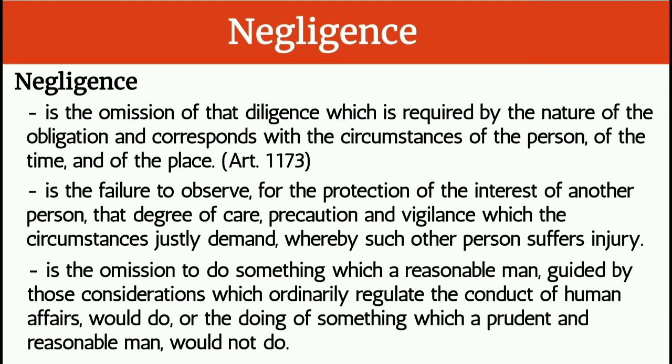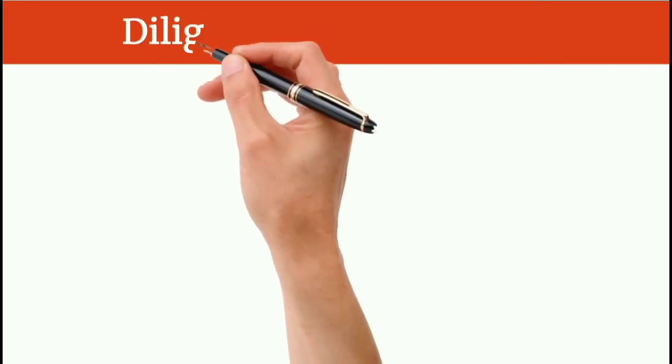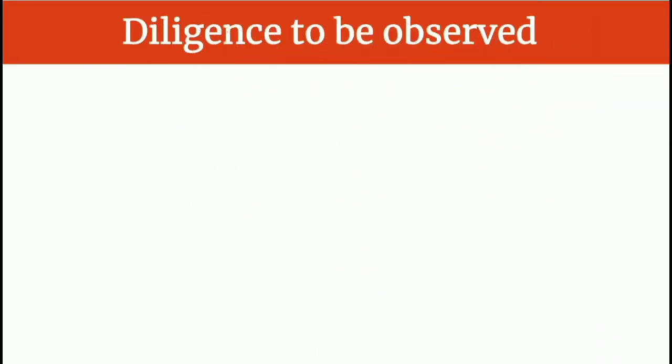As you can see, ang dami-daming sinasabi sa definition, pero ang ibig sabihin lang naman ng negligence ay kapabayaan. It's the failure to exercise and observe the diligence required in an obligation. The question is, what is the diligence to be observed by the debtor in the performance of his obligation in order for him not to be negligent?